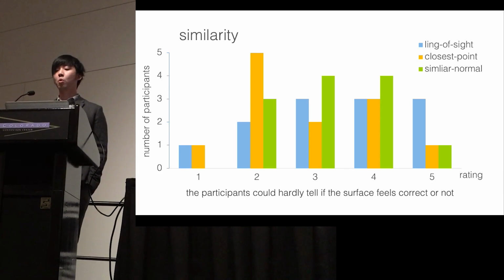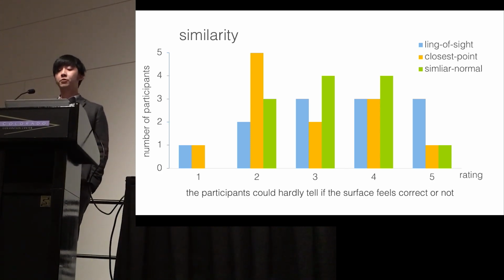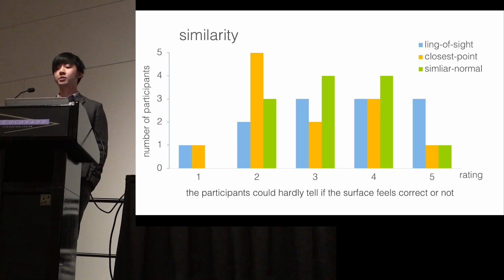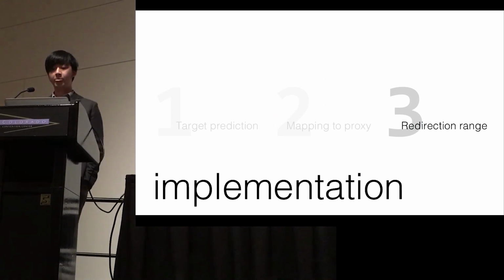So this could be because we only focus on one single point touch. The touch duration is too short for the user to recognize the surface orientation. But for longer exploration, such as dragging on the surface, maybe a similar normal will still be needed. So that's why we need this 3rd step, redirection range.